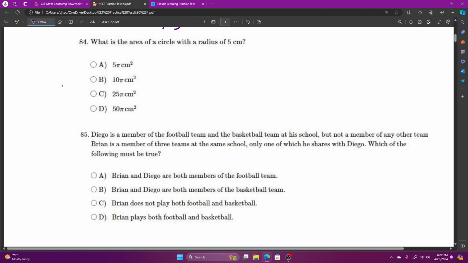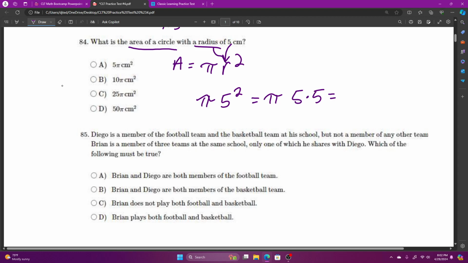So area of a circle from the reference sheet, area equals pi r squared, where r is the radius, and our radius is 5. So pi times 5 squared. And again, 5 squared means 5 times 5, which is pi times 25. Also, if you look over here, 25 pi.